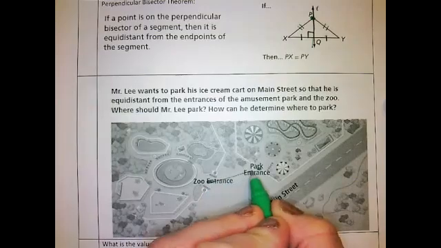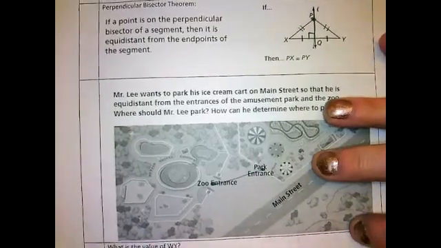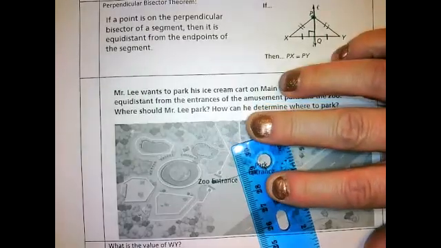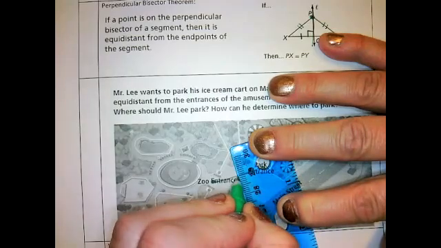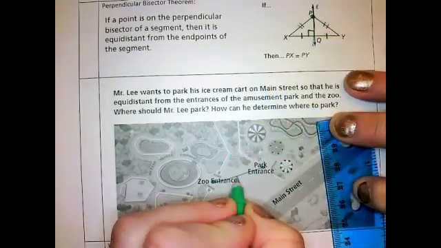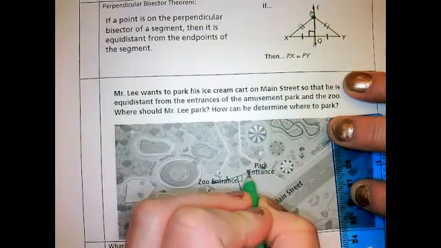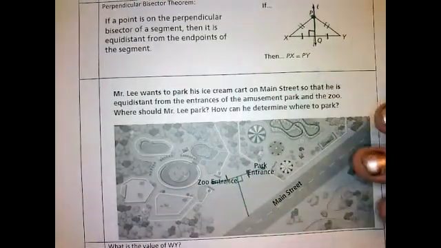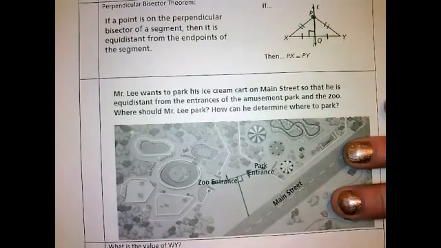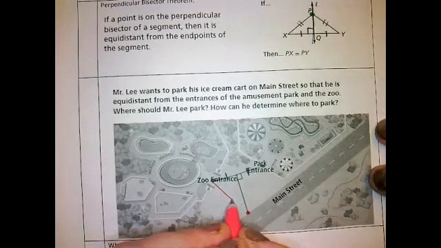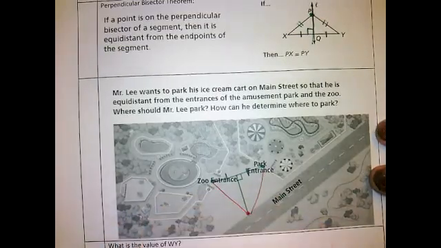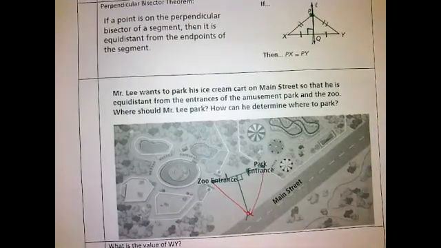So to do that, I need to draw my segment. I'm not going to measure, but normally we would measure. We want to make sure that this is perpendicular and that it's in the middle, right? Because a perpendicular bisector cuts it in half. So that's a 90-degree angle, and I didn't measure, like I said, but it's pretty close to equal. And so this point right here is going to be the same distance to both of those. So right here is where Mr. Lee needs to put his ice cream cart. Okay, so perpendicular bisector.